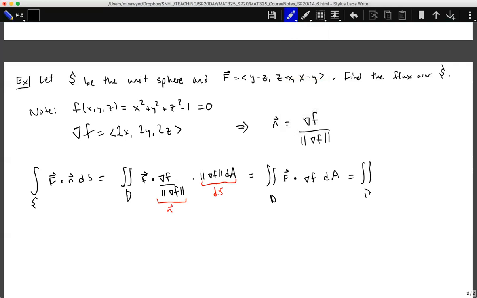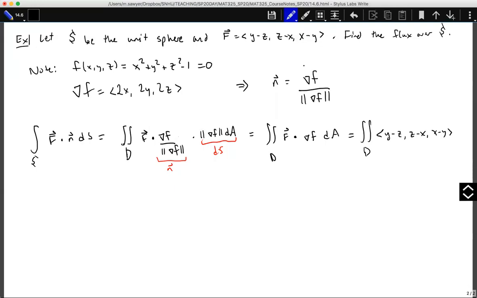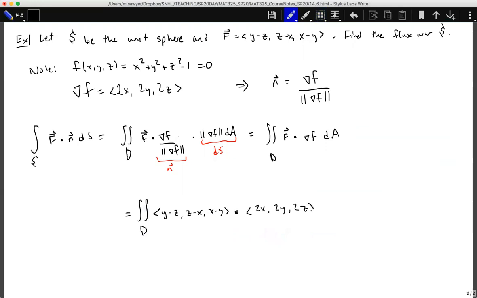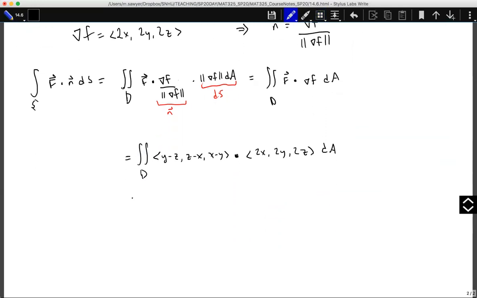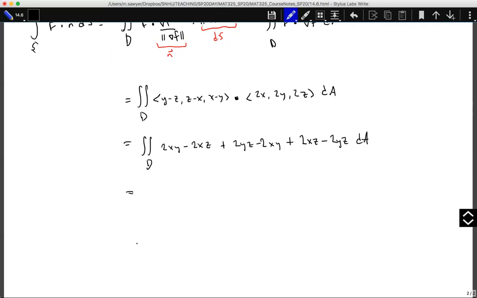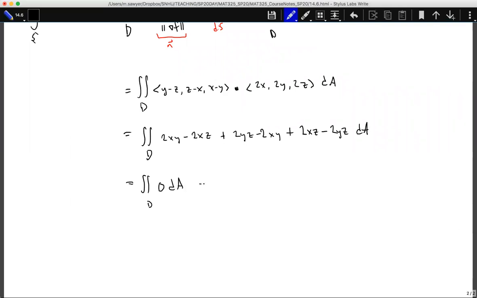And so we get over our domain, whatever that happens to be, we haven't calculated that yet, of (y minus z, z minus x, x minus y) dotted with (2x, 2y, 2z) dA. This gives us our flux. Doing out the dot product, over our domain, we get 2xy minus 2xz plus 2yz minus 2xy plus 2xz minus 2yz dA. That integrand is equal to 0. So therefore, our flux in general is equal to 0 over the unit sphere with that particular vector field. As always, if you have any questions, let me know.